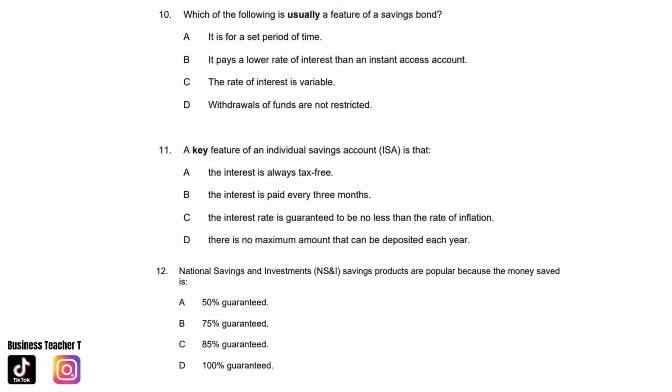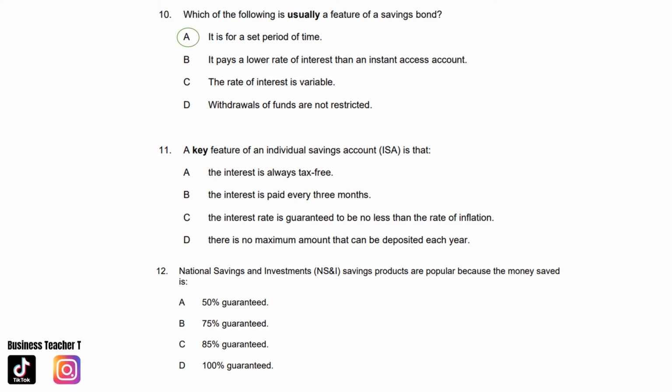Question 10. Which of the following is usually a feature of a savings bond? Is it A, it is set for a period of time, B, it pays a lower rate of interest than an instant access account, C, the rate of interest is variable, or D, withdrawals of funds are not restricted? Let's take a look at the answer. It is A, it is set for a period of time.